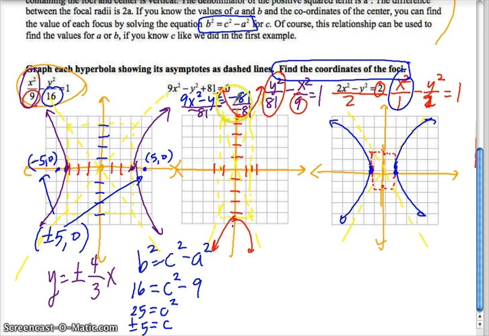For my second one, my foci should be on the y-axis. So here for my second one, my b squared is 9. 9 equals c squared minus a squared.